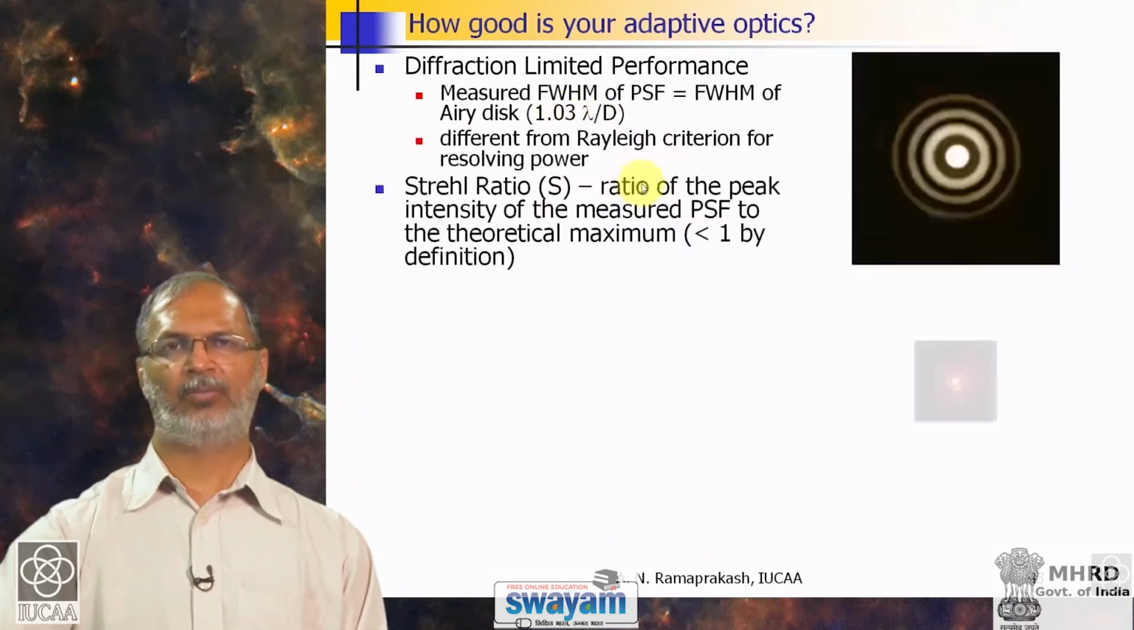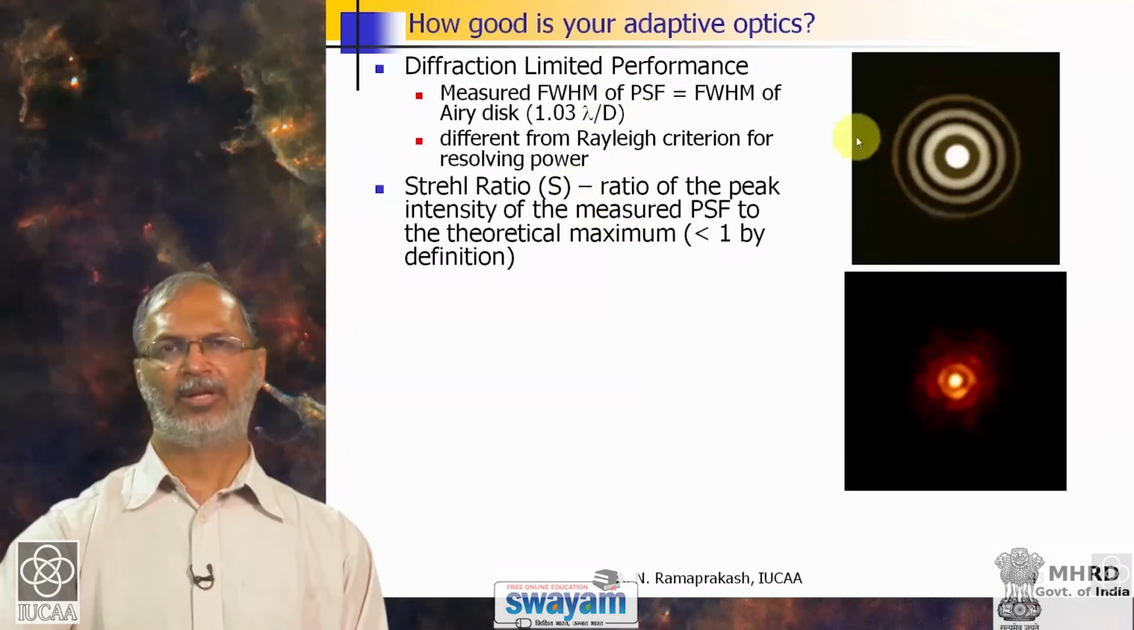Now, if I have an AO system, I can compare the full width at half maximum of the image produced by the AO system with that of an ideal AO system, or what an ideal airy disk pattern would have delivered, and that comparison would give you how well your adaptive system is performing.